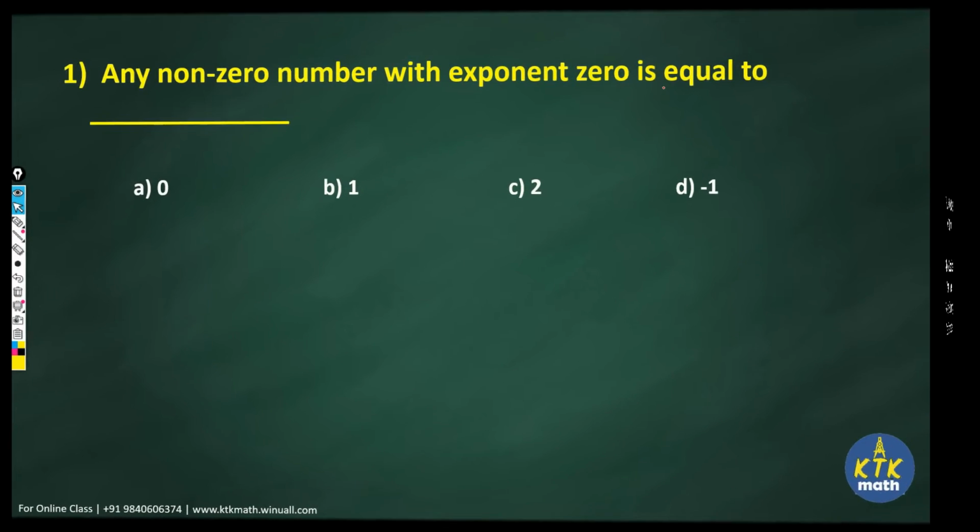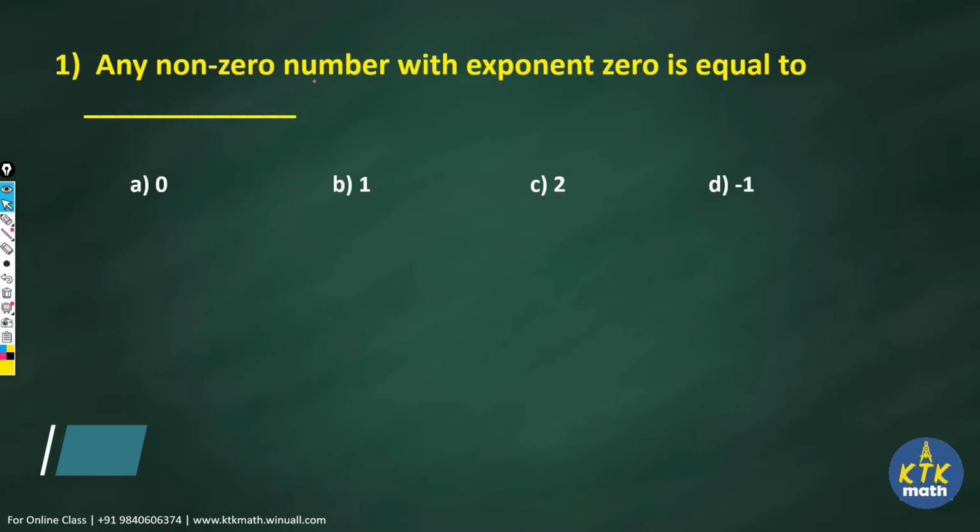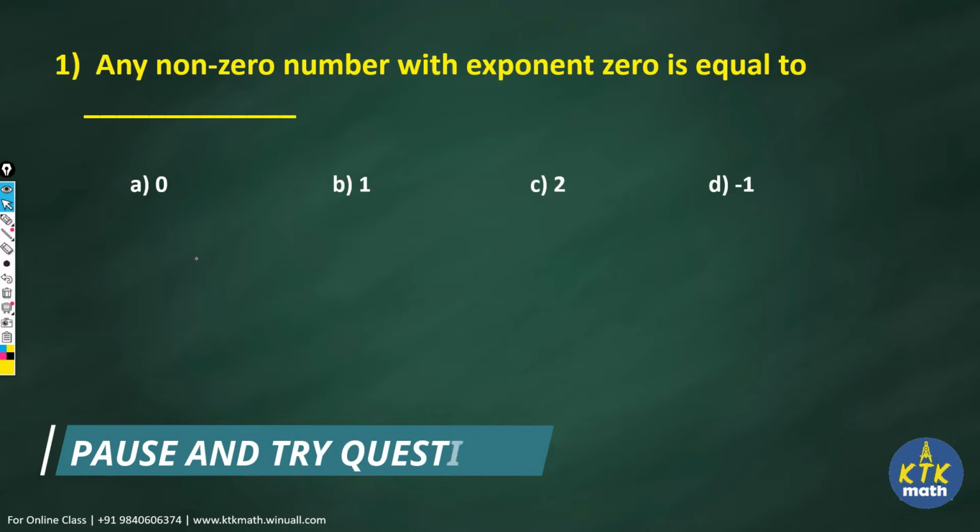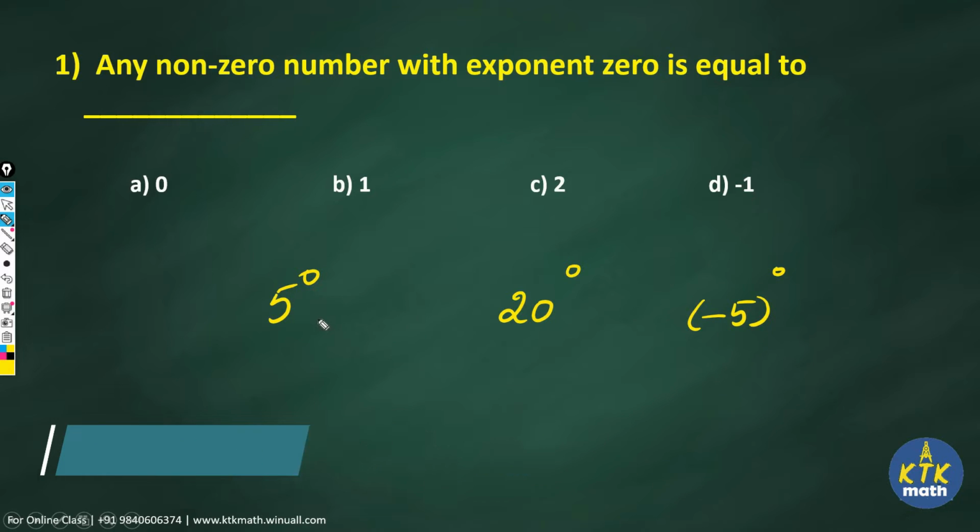Any non-zero number with exponent 0 is equal to 1. For example, if you consider 5 power 0, or 20 power 0, or negative 5 power 0, what is the value of all these numbers? Yeah, we have a special rule, laws of exponents on zero exponent, right? The value is 1, right?